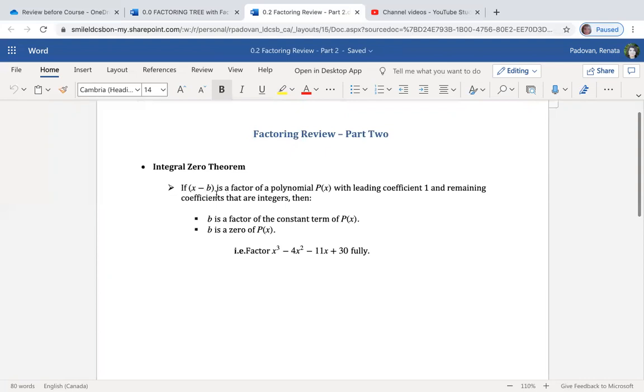So if x minus b is a factor of this polynomial with a leading coefficient of 1, there's a 1 in front here, and the remaining coefficients are integers, meaning not decimals or rational numbers, not fractions, then these two things hold true. The factor that I get, b, is a factor of the constant term of p of x. We're just going to call this expression p of x, and b is a 0 of p of x to be a factor.